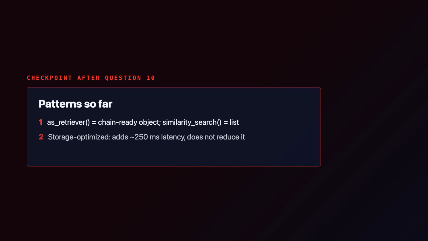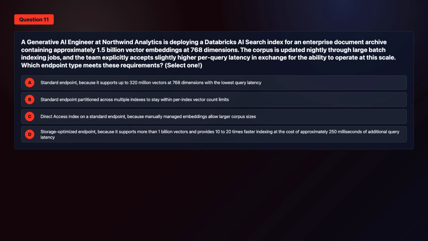Questions 6 through 10 contained 3 multi-select traps and 1 latency inversion, as _retriever wraps a store into a chain-compatible object. Similarity_search does not. Storage optimized adds roughly 250 milliseconds rather than removing it, and AI Gateway PII has exactly 2 native modes. Okay, let's get into question 11.